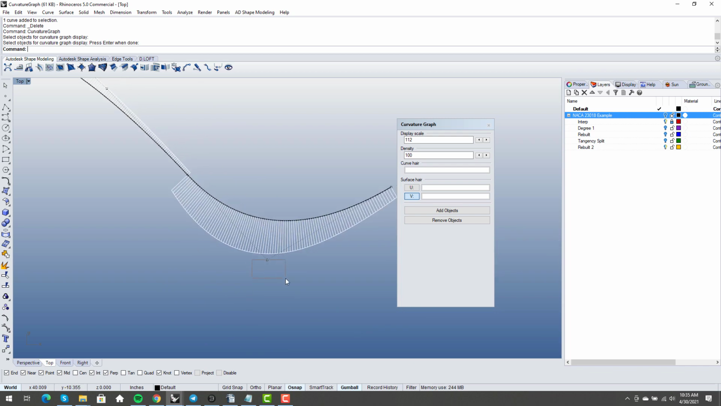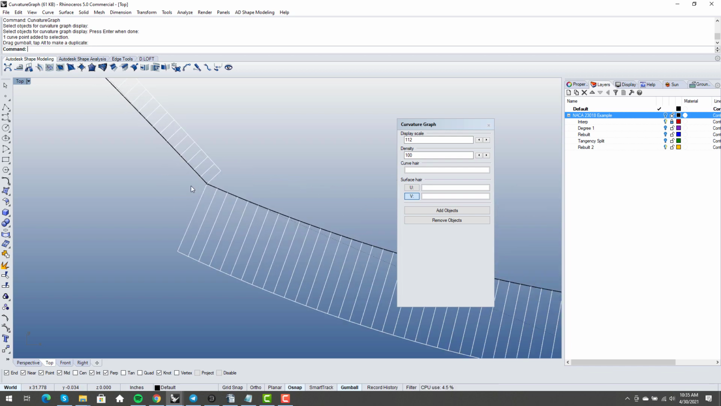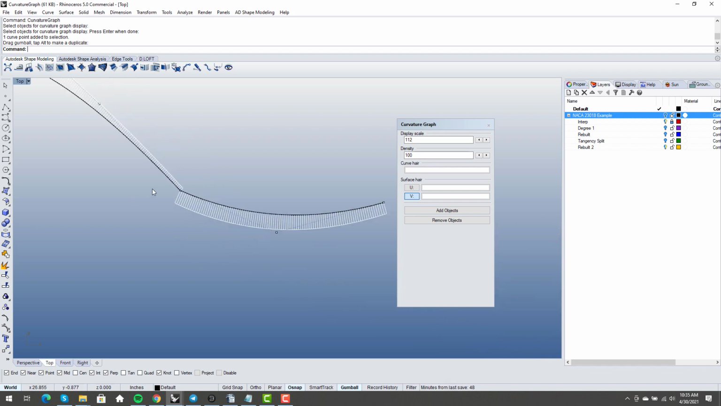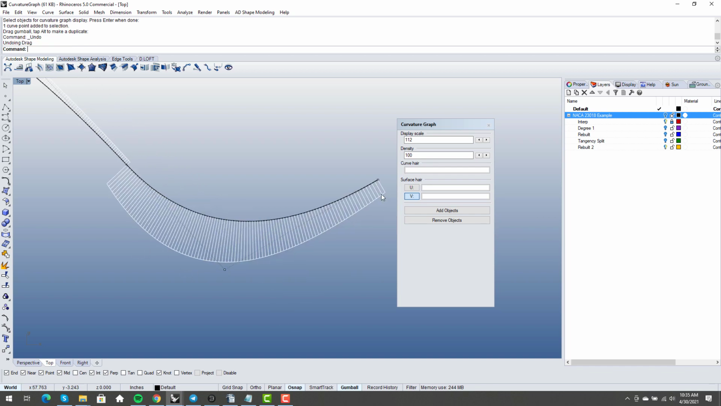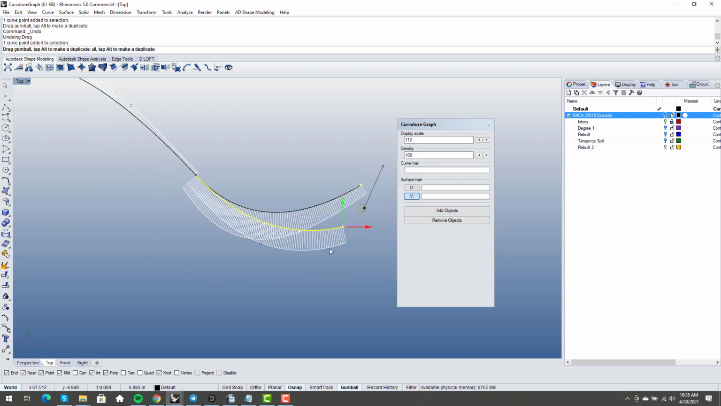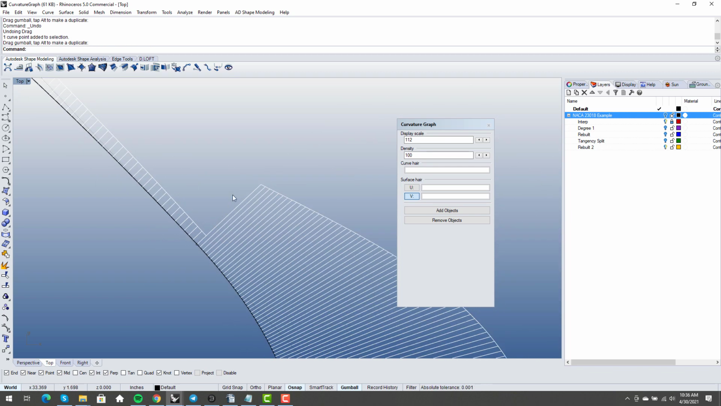So let me break that, so I can show you the difference. You see how this now angles this way, and this now angles this way. You can see just visually that this is not tangent. This is not even close to tangent. And if I do this here, you can see that this line here lines up with this line here.